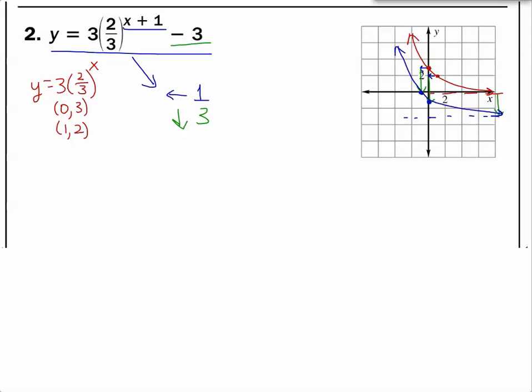Boom. That's it. Domain: all real numbers. Boom. Range: well, the asymptote is down at negative 3 now, and I want all the numbers above negative 3, because all the numbers above the asymptote. So y is greater than negative 3. That's our domain. That's our range. The blue graph is our function. Thank you for watching.